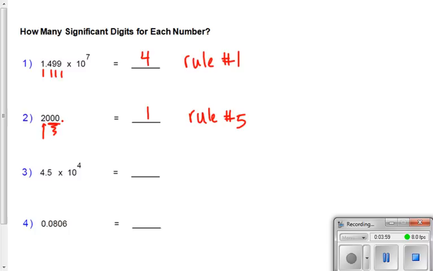Example 3, this would be another case. You'd have non-zero numbers here, the 4 and the 5. They're non-zero, so there's 2 digits. This has 2 significant digits, and that would be according to rule number 1 again, the non-zeros.